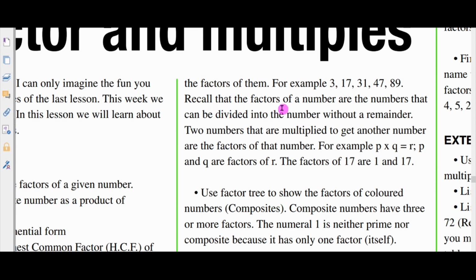Now recall that factors of a number are the numbers that can be divided into the number without a remainder. Two numbers that are multiplied to get another number are the factors of that number. For example, P times Q is equal to R. P and Q are factors of R. The factors of 17 are 1 and 17. So these factors are the numbers that you multiply to get 17.